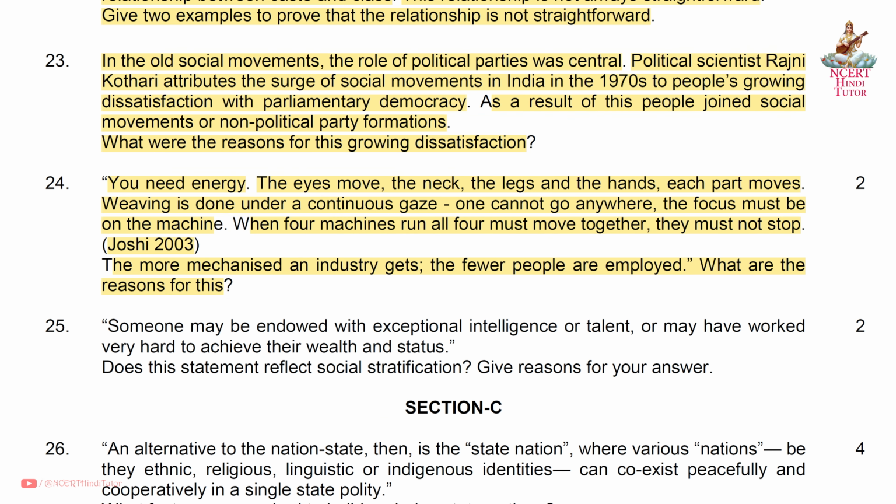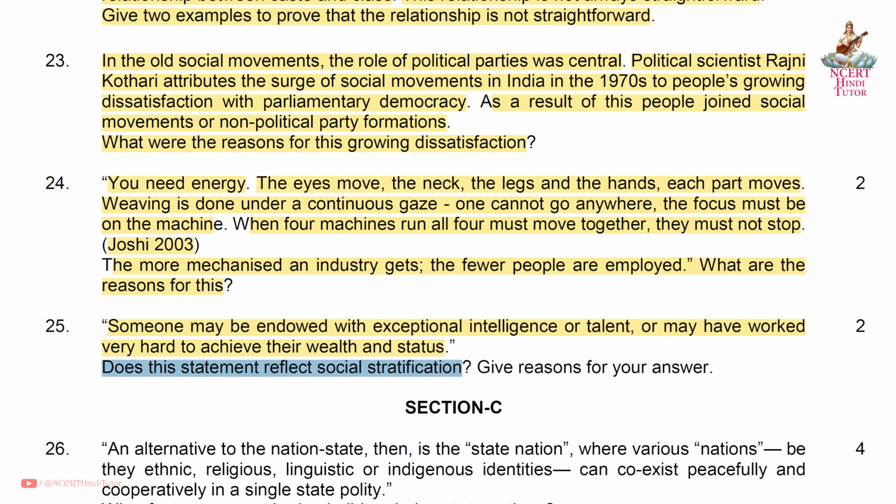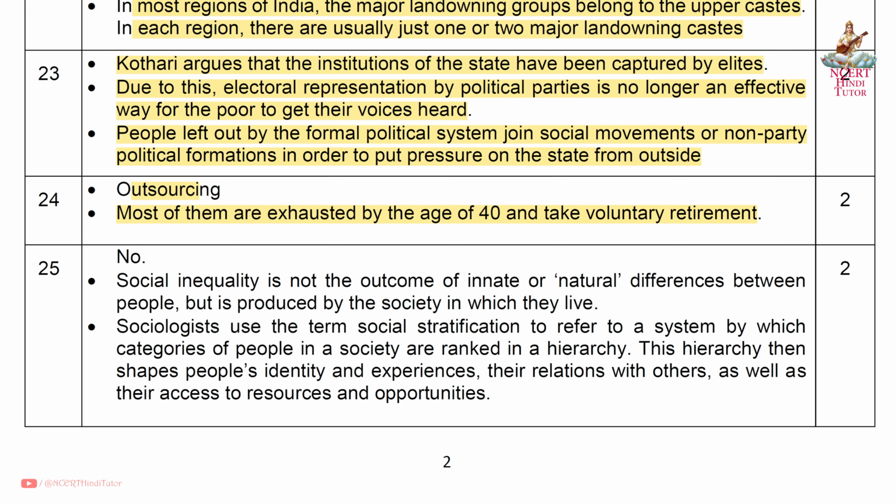Question 25. Someone may be endowed with exceptional intelligence or talent or may have worked very hard to achieve their wealth and status. Does this statement reflect social stratification? Give reasons for your answer. Answer. No. Social inequality is not the outcome of innate or natural differences between people, but is produced by the society in which they live.